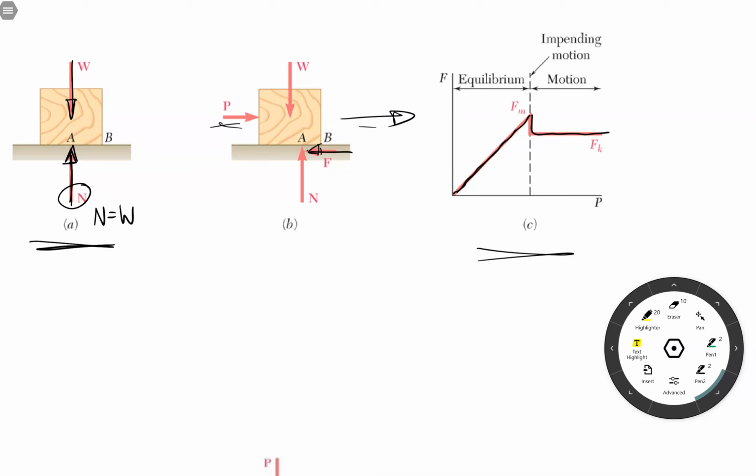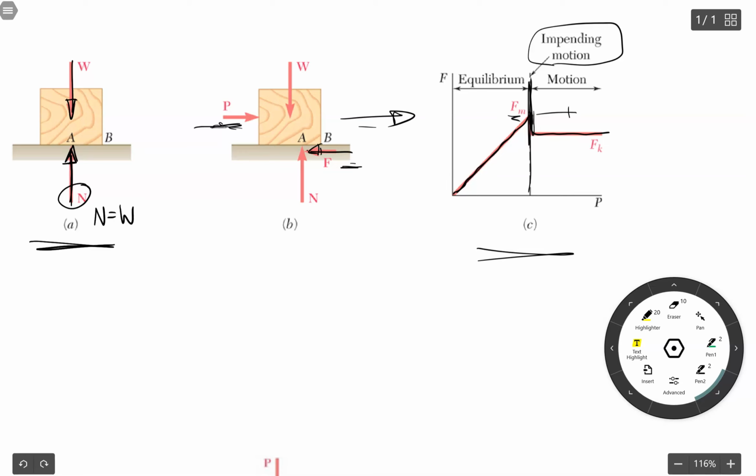In this little line here, we're going to use this phrase a lot: impending motion. This is the point where F equals its maximum value, and we've increased P so that P and the maximum value of F are equal. We're right about at that impending motion point. It means that if we increase P by even the tiniest amount, we'll overcome that friction force and it will start to move.